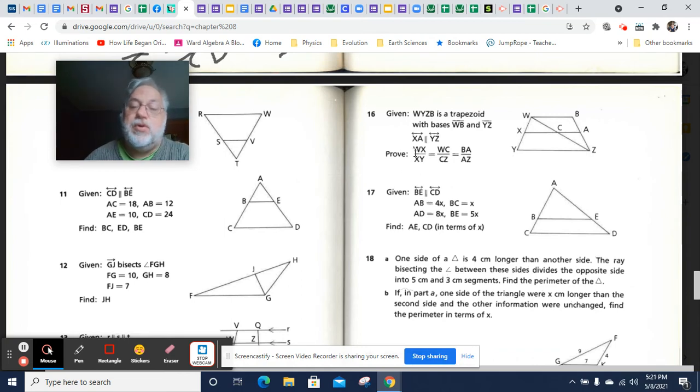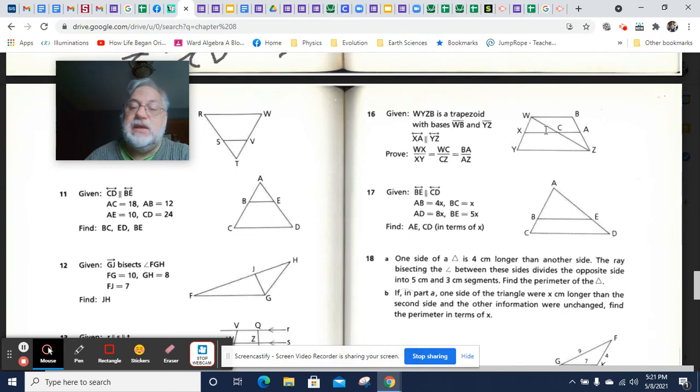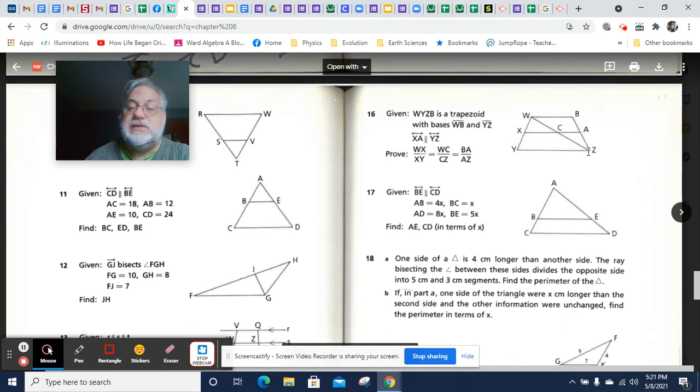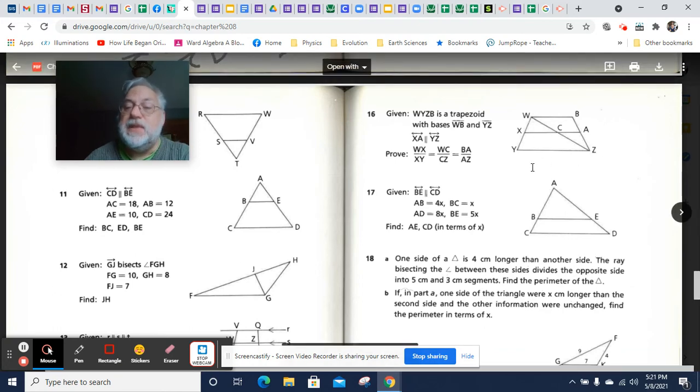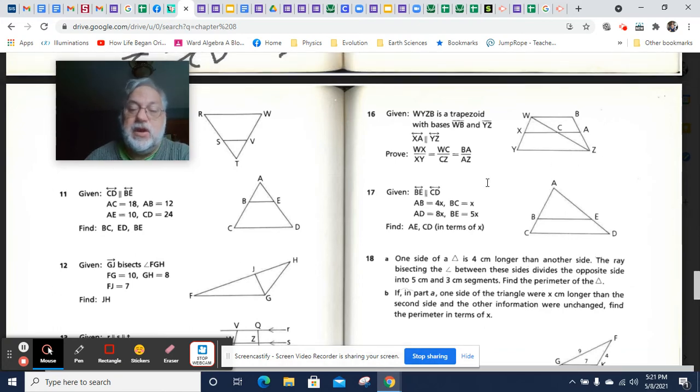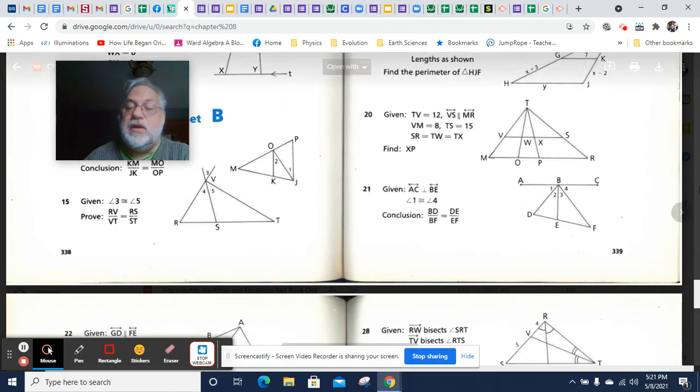Okay, so we want to prove that WX is to XY as WC is to CZ as BA is to AZ. And that's fairly straightforward because WY, WZ, and BZ are all transversals cutting through 3 parallel lines, and 3 or more parallel lines will divide transversals that go through them into proportional segments. So I'll leave that to you to prove and talk through, but that's the basic idea.